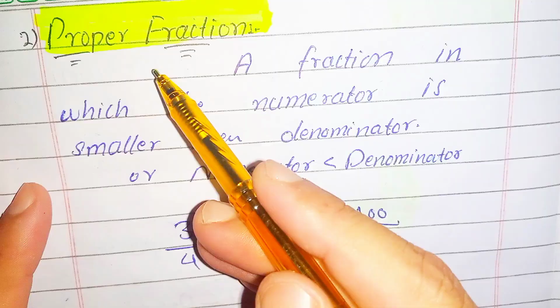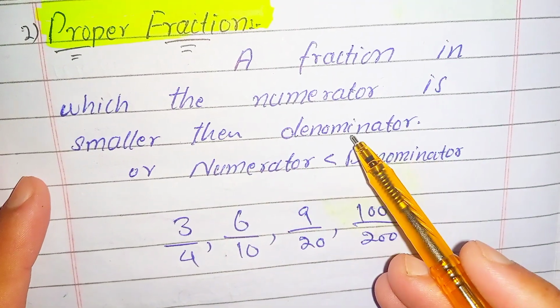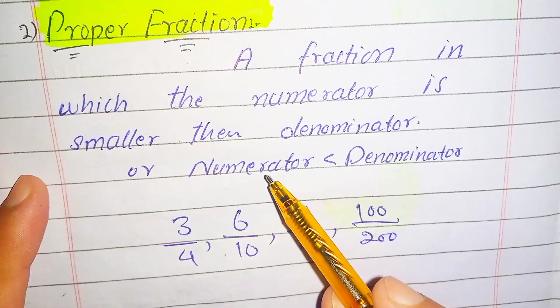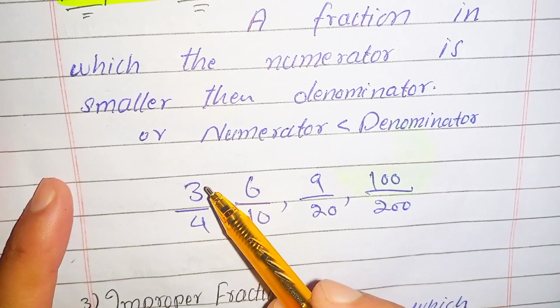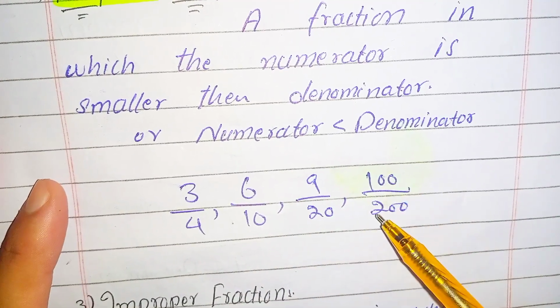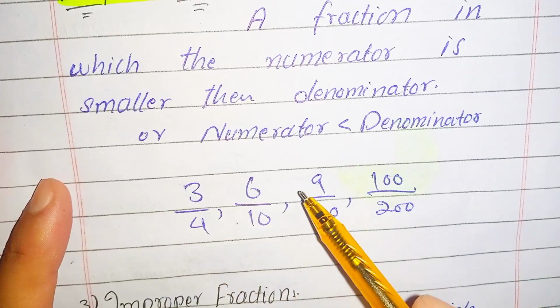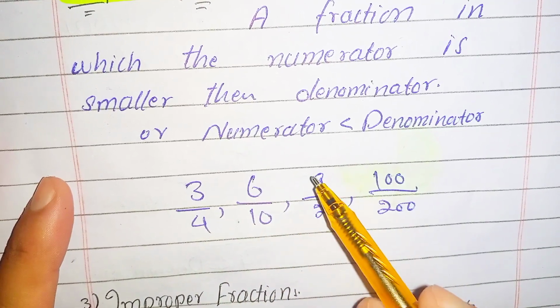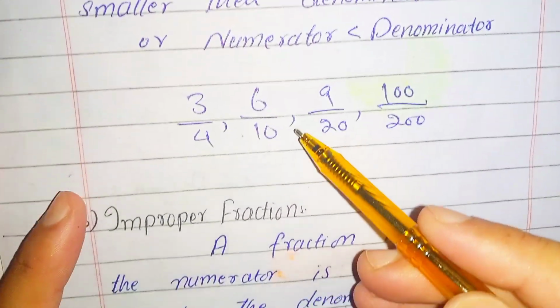The second type is proper fraction. A fraction in which the numerator is smaller than the denominator, or we can say that the numerator is less than the denominator. Just like 3 over 4, 6 over 10, 9 over 20, or 100 over 200. Here, the numerator is less than the denominator. So these fractions are called proper fractions.